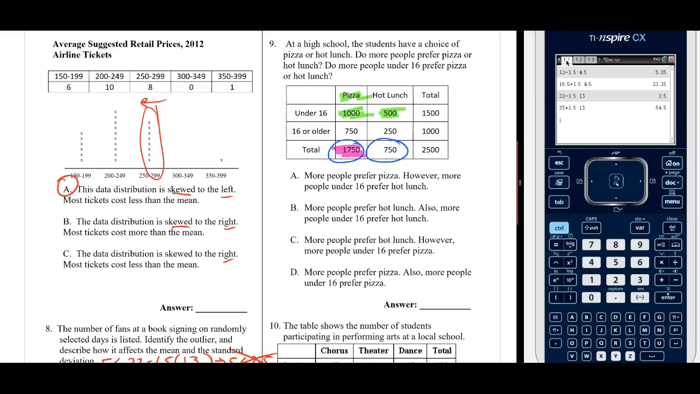More people prefer pizza, however, more people under 16 prefer hot lunch. That is not true. More people prefer hot lunch. Also, more people under 16 prefer hot lunch. That is not true. More people prefer hot lunch. However, people under 16 prefer pizza. Not true. More people prefer pizza. Also, people under 16 prefer pizza. That is true. That is my solution.